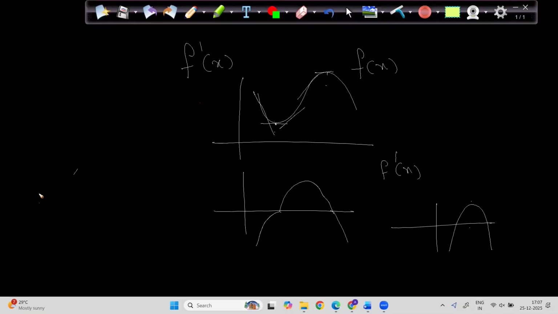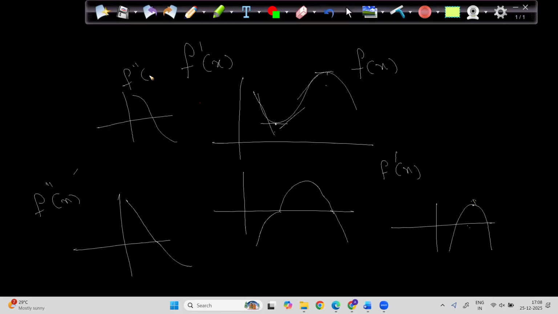If you want to draw the F double dash X graph from this, again F dash X is increasing till here, it is positive, and it is 0. So it will be like this. Here again it is decreasing, from 0 to negative. So you get a curve like this for F double dash X.